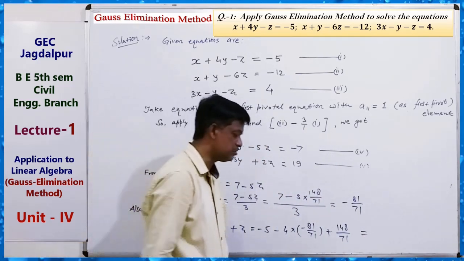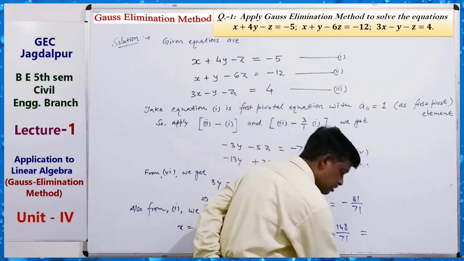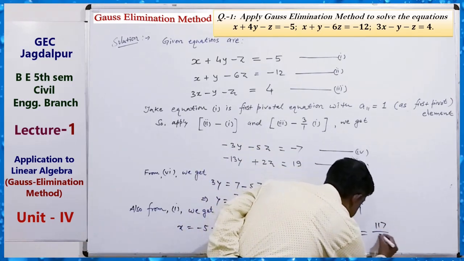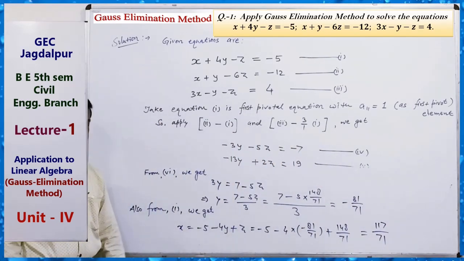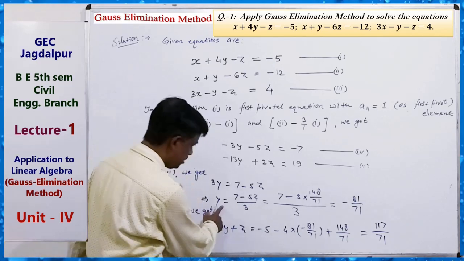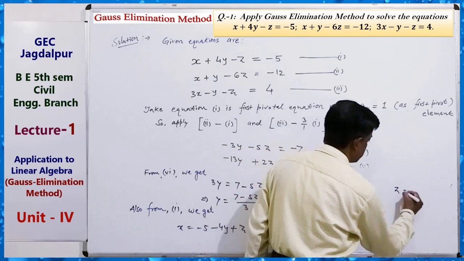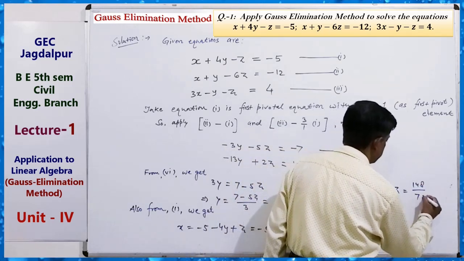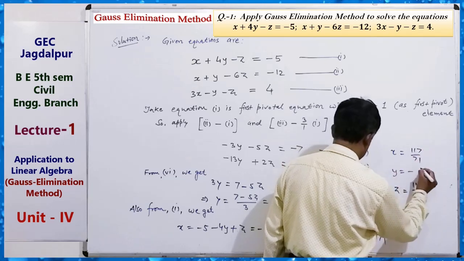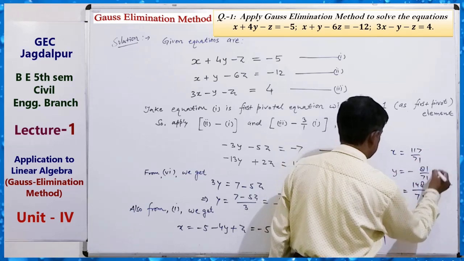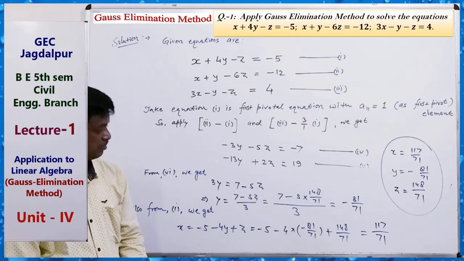So this can be calculated. Just do it by using a calculator. Minus 5 minus 4 by this gives 117 by 71. So you have to calculate. So these are the values of x, y and z. So y is equal to this, x equals to this, and z equals to 148 by 71. X equals to 117 by 71. Y equals to minus 81 by 71. These are the solution, obtained by back substitution.